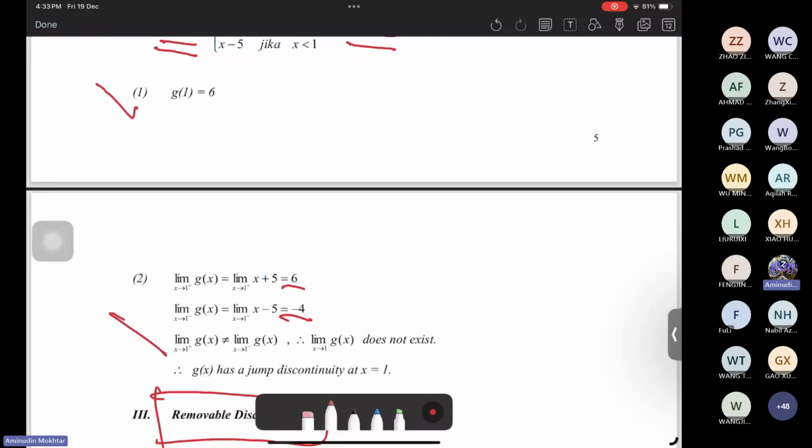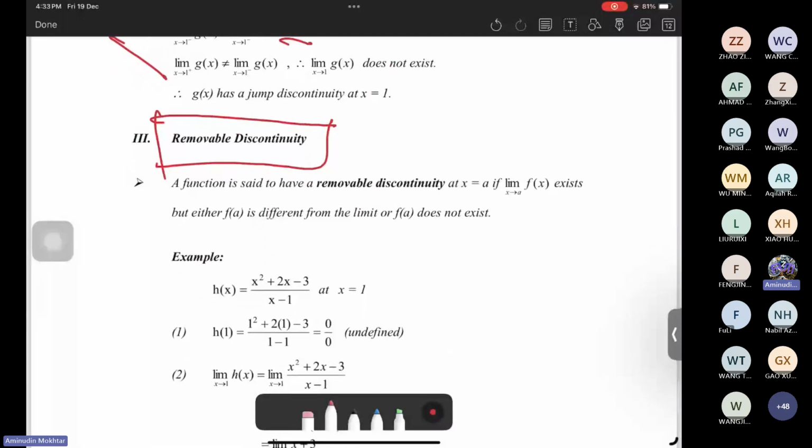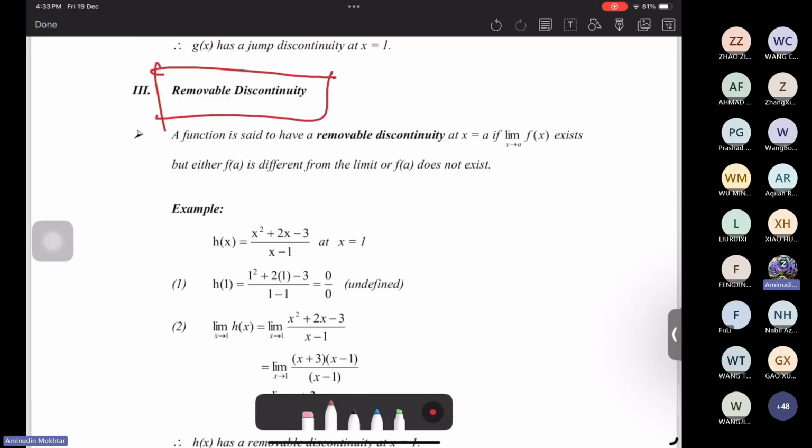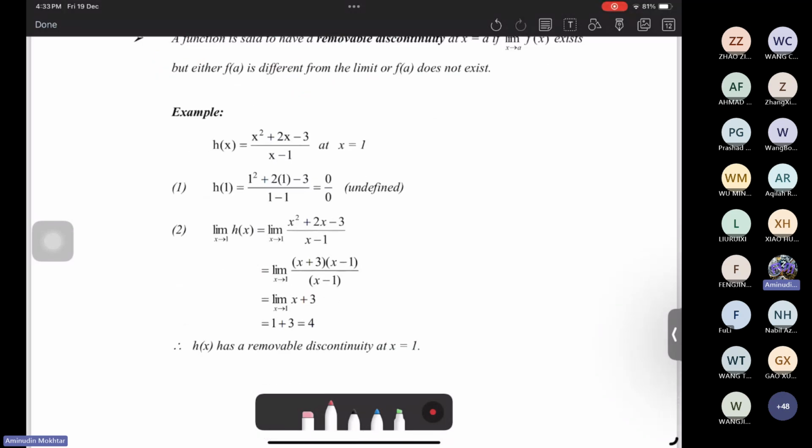The last one is a removable discontinuity. This refers to the situation where the limit exists, but either f(a) is different from the limit or f(a) does not exist. In other words, the limit exists, but the value of the limit is different from the value of y. The value of the limit does not equal the value of y.